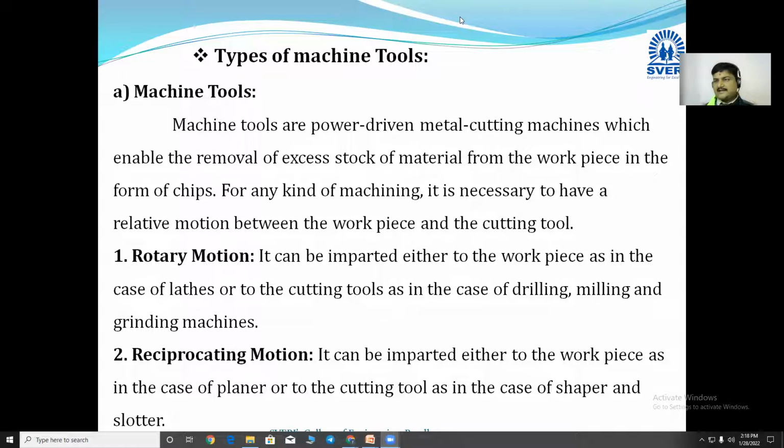So you can start writing all these points. First one is the definition, and second thing, rotary motion and reciprocating motion are the types. Immediately write it down in your notebook. Yes, sir. Okay. So there are two motions in the workpiece or in the cutting tool, rotary motion or reciprocating motion.